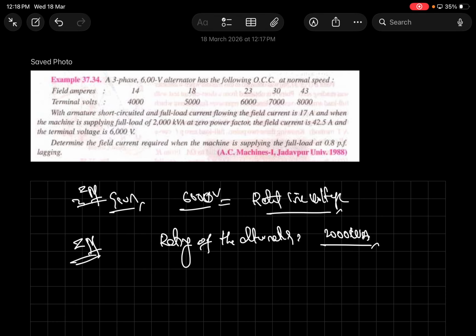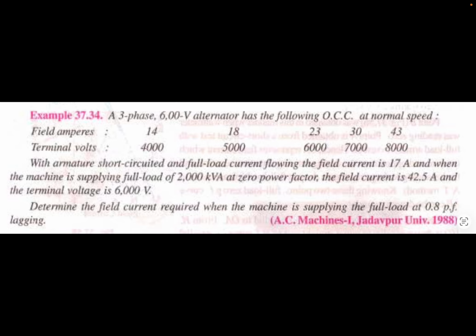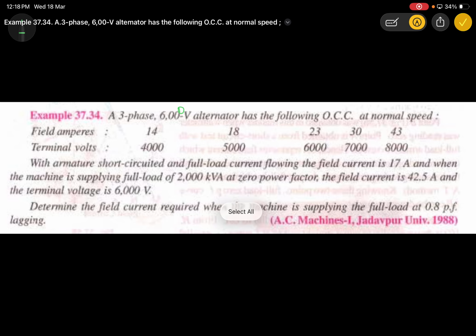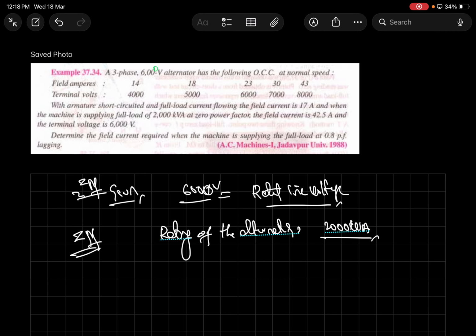For the ZPF method, for the given question, we will try to solve the answer here. The given data in the question is wrongly specified. It should be 6000 volts here. Okay, just make a change here. We are solving for 6000 volts, and what is the rating of the alternator?